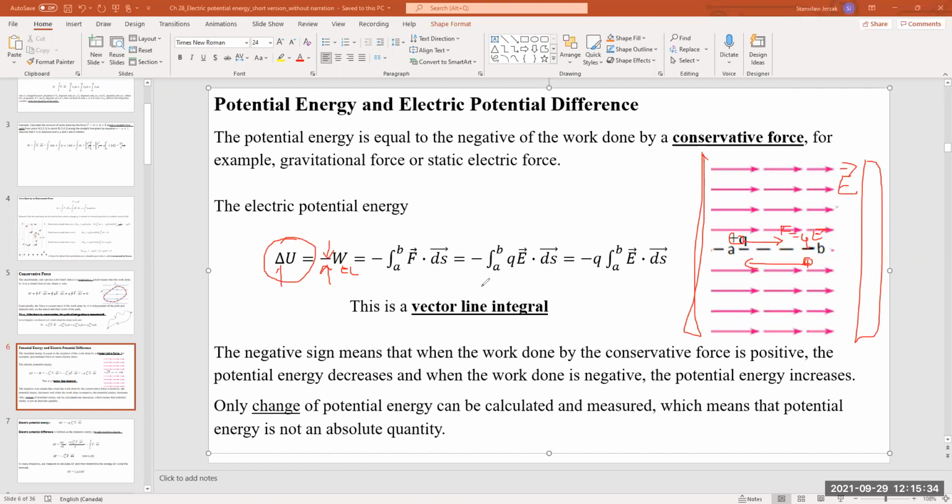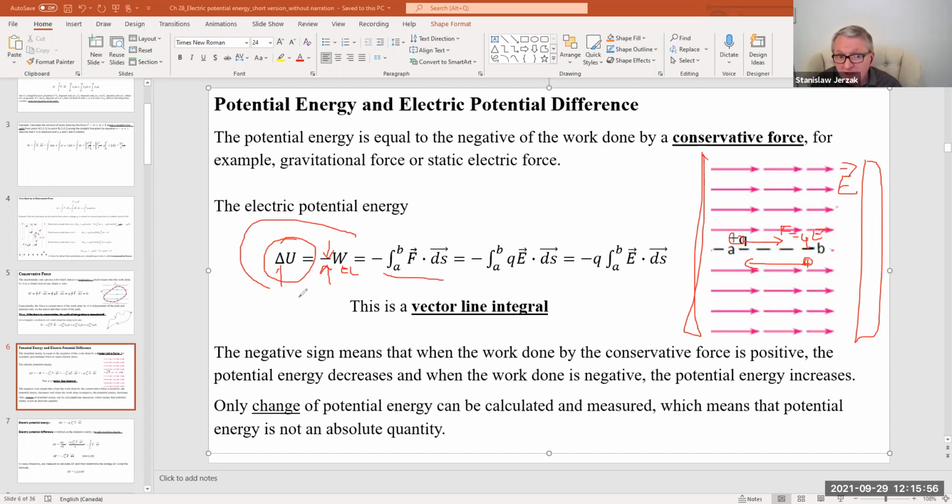So from the formula here, it says delta U equals negative W. Does that mean that work doesn't depend on the path? No, it does depend. It doesn't. Yeah, the work done by the electric force does not depend on the path. And that's the reason why we can define that potential energy.